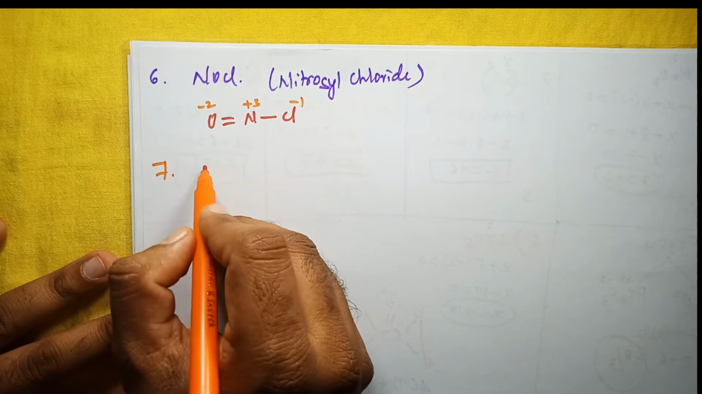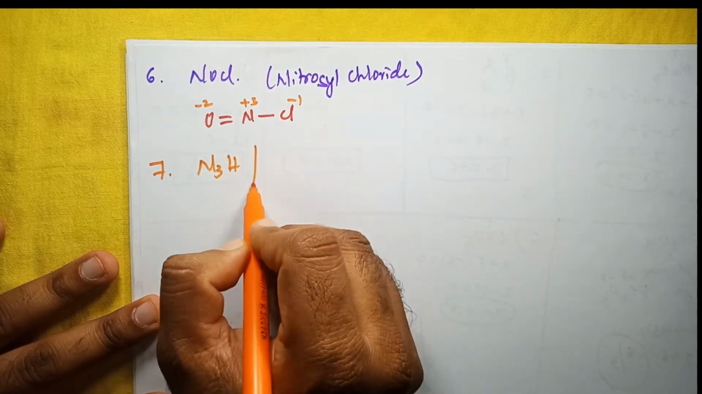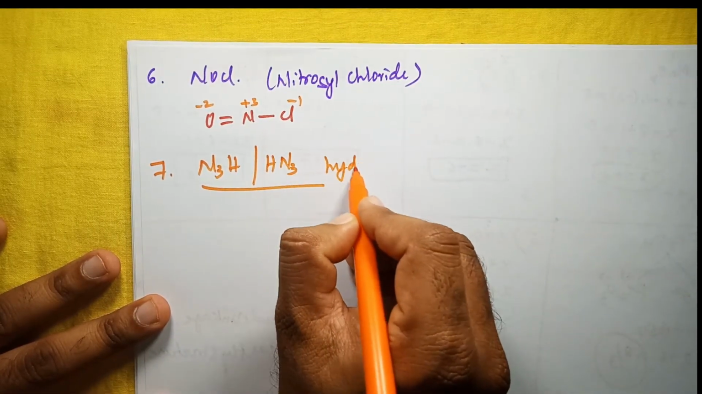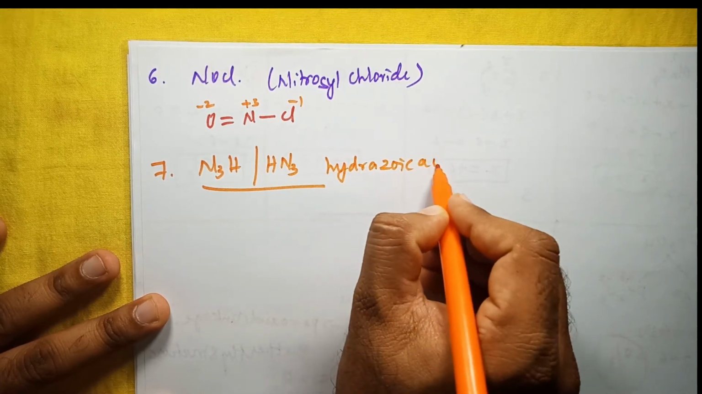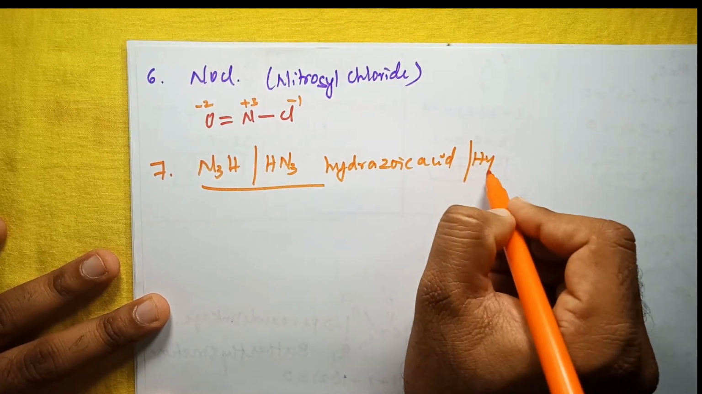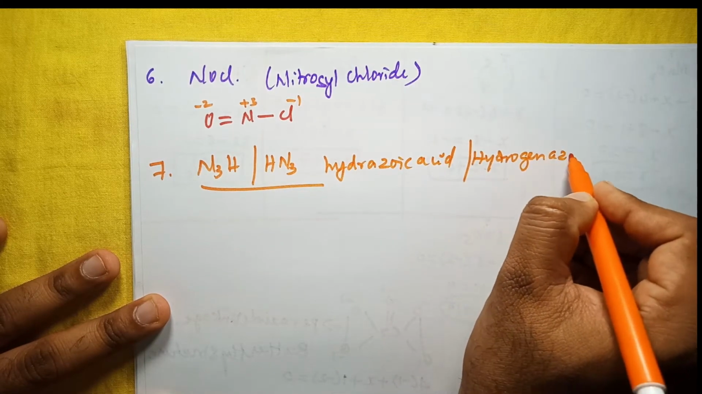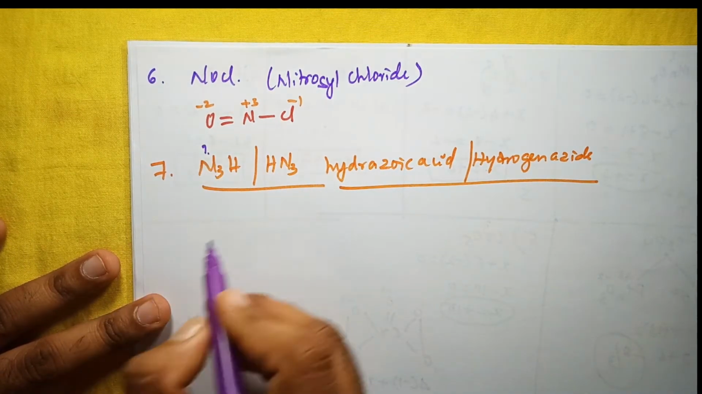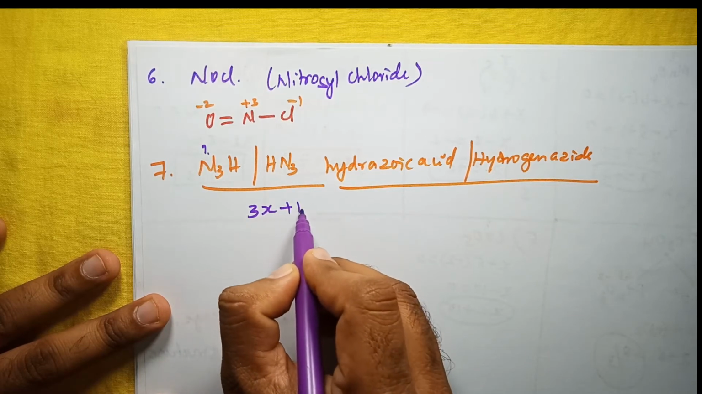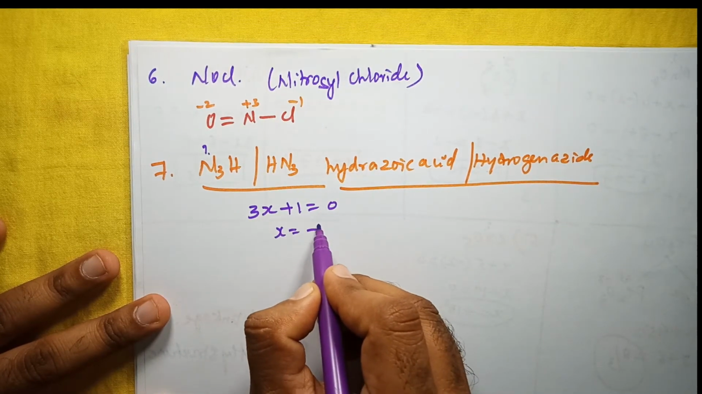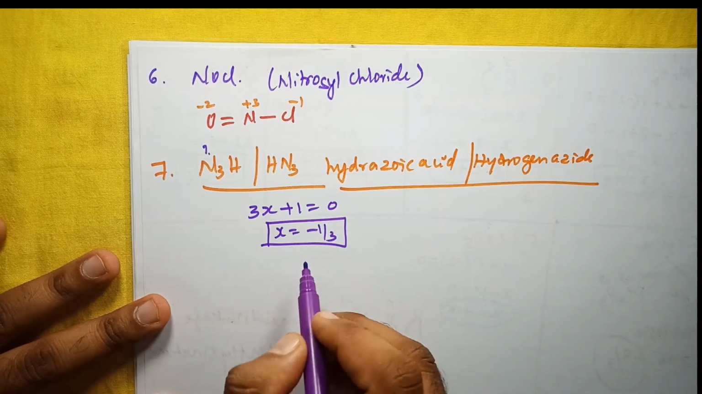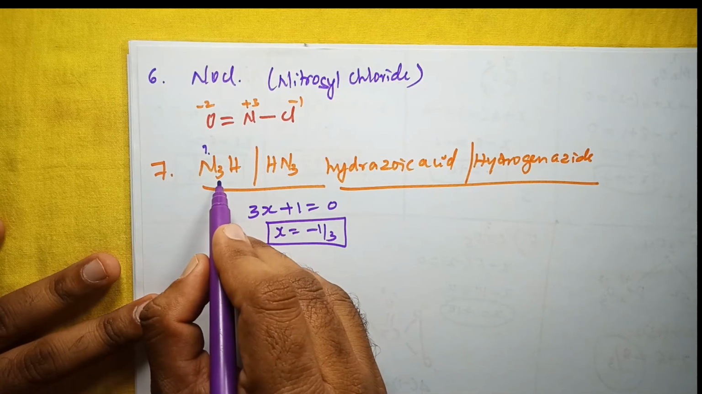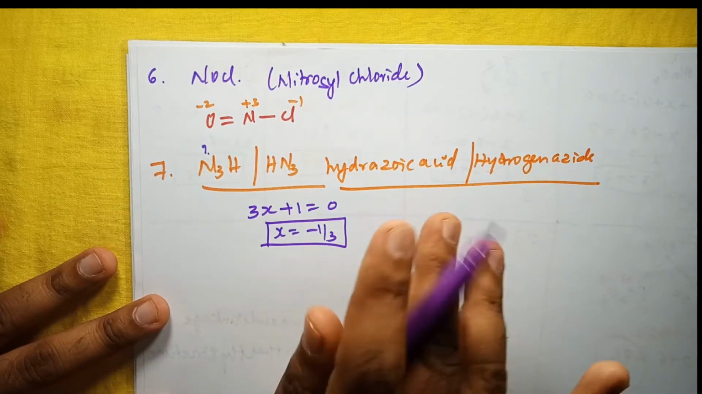Next example, I am taking N3H or HN3. It is called, look here friends, hydrazoic acid or hydrogen azide. We are calculating the oxidation state of nitrogen here. So that is 3x plus 1 equals 0. X is equal to -1/3. So -1/3 is the average oxidation state of 3 nitrogen atoms. So how to calculate the oxidation state of each nitrogen atom? For that we should know the structure.